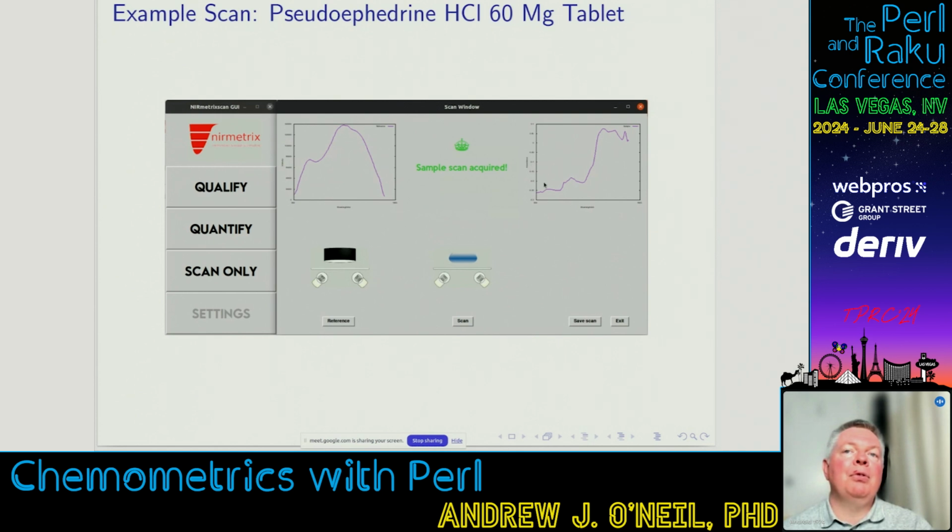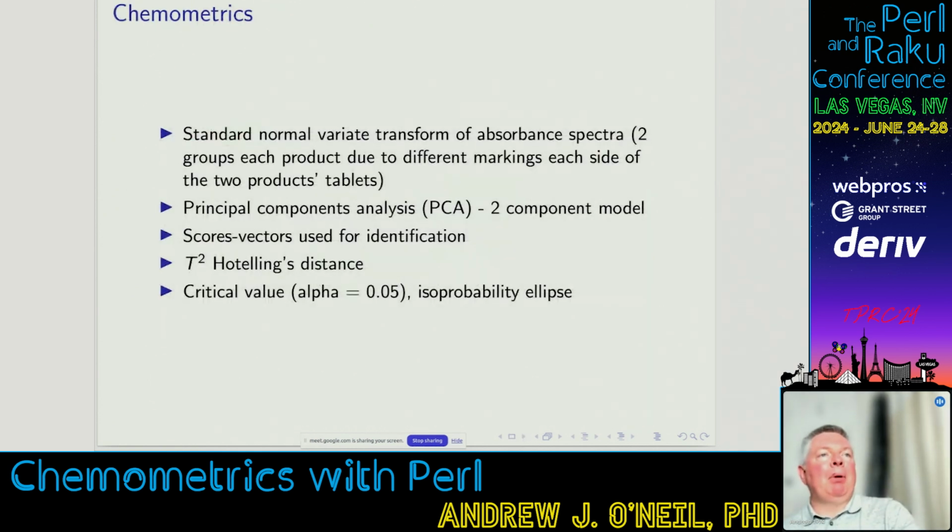This is raw absorbance. So you can see here the baseline is not flat. It kind of curves up like here. And superimposed on top of that curvature are some overlapped absorption peaks. So the chemometrics that I've applied to this very simple example that I'm going to be showing is what's called the standard normal variate transform of the absorbance spectra.